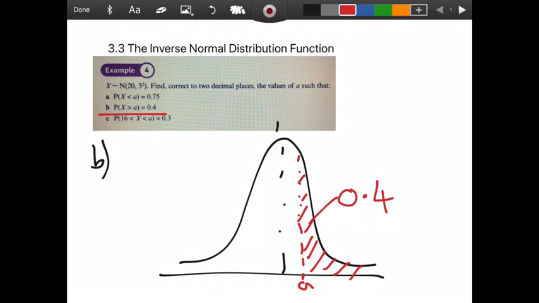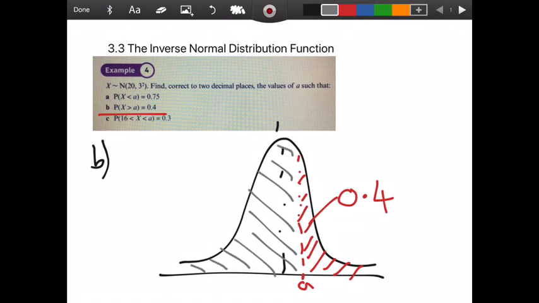But on the ClassWiz calculators, which is what most of you have, you can only look for the probability that x is less than something. So we're now looking for this section to the left of A, because we can put in the probability that x is less than something is going to be 0.6, because together these need to add up to 1.